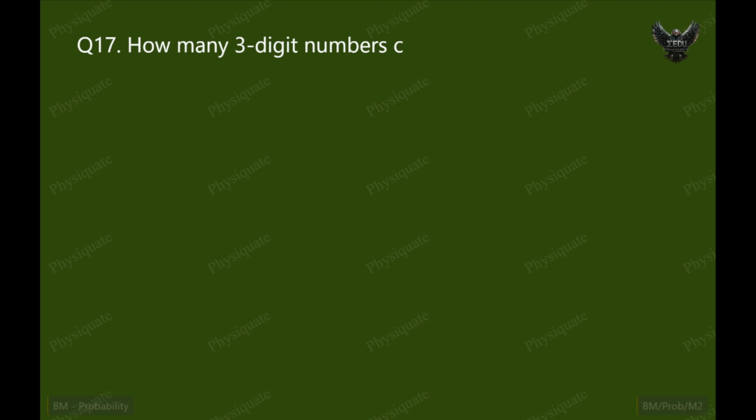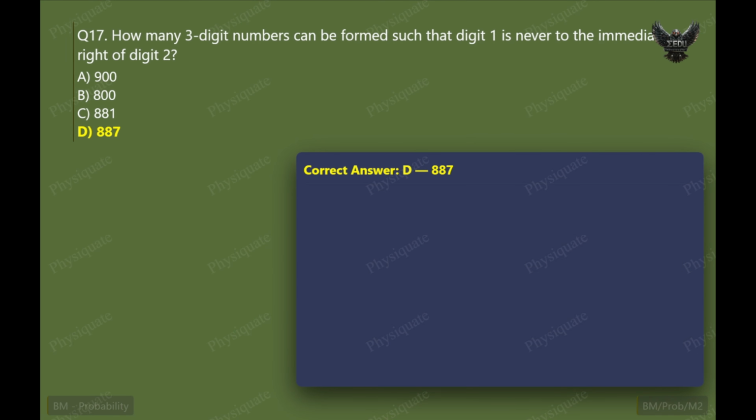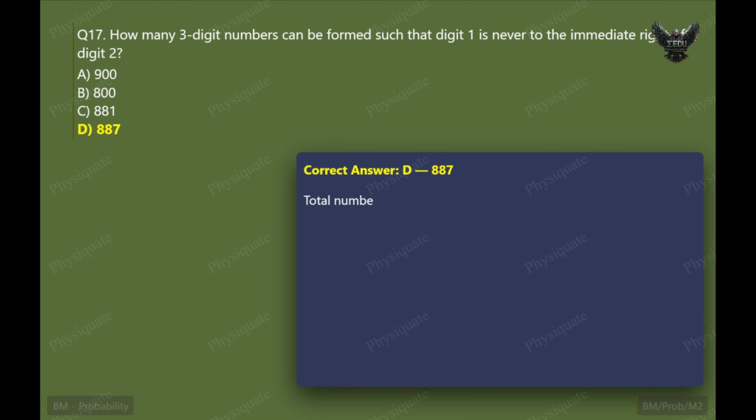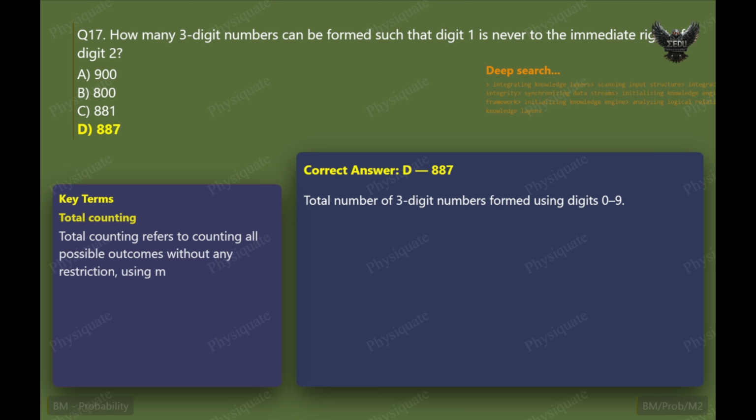Question 17. How many 3-digit numbers can be formed such that digit 1 is never to the immediate right of digit 2? Correct answer is option D. Total number of 3-digit numbers formed using digits 0 to 9. Now let us consider total counting. Total counting refers to counting all possible outcomes without any restriction, using the multiplication principle.